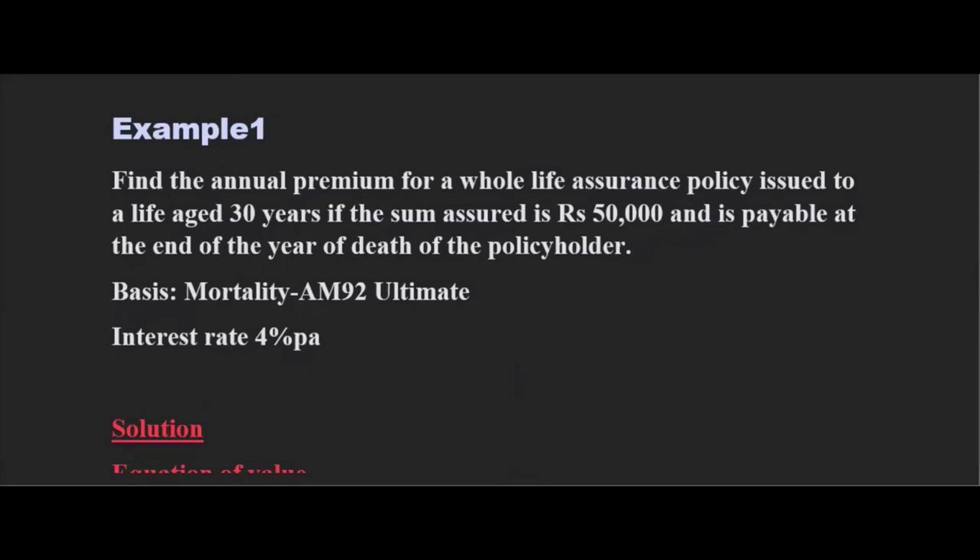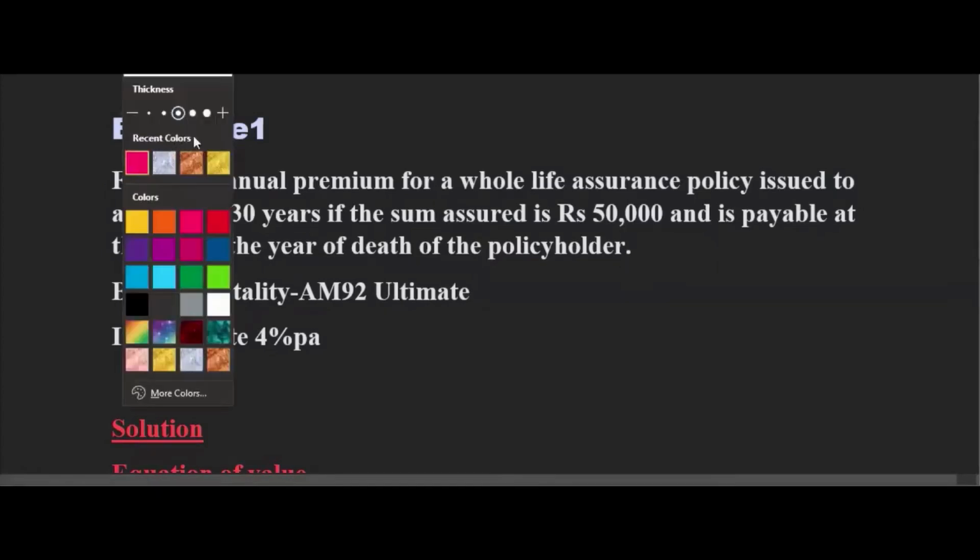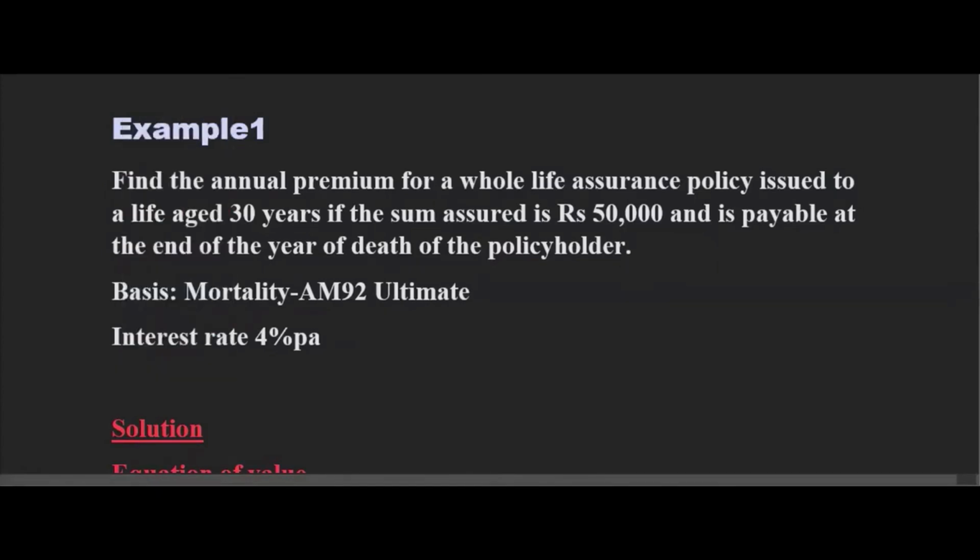We know it. We write AM92 ultimate mortality. Remember, an interest rate is given 4% per annum. Okay. So using these two, we'll try to solve. So what you need to observe, AM92 ultimate mortality and interest 4% per annum. And the sum assured is 50,000 and present age is 30.